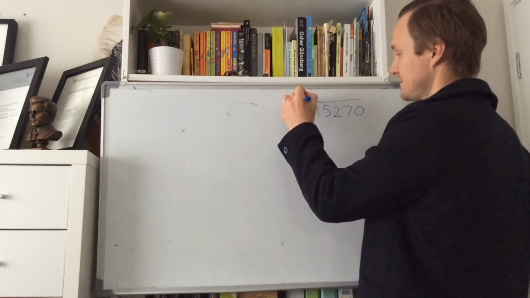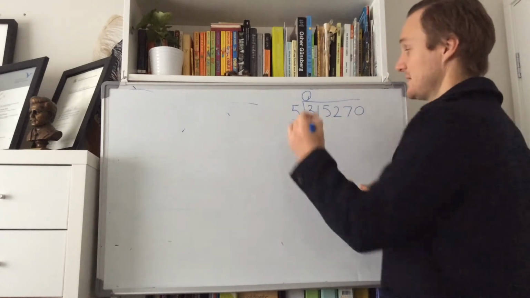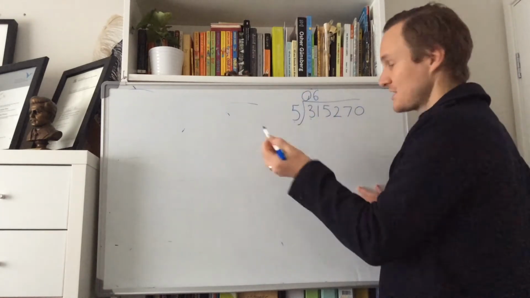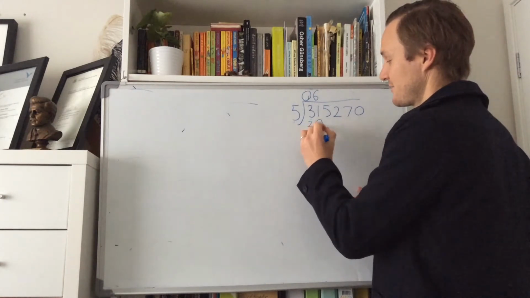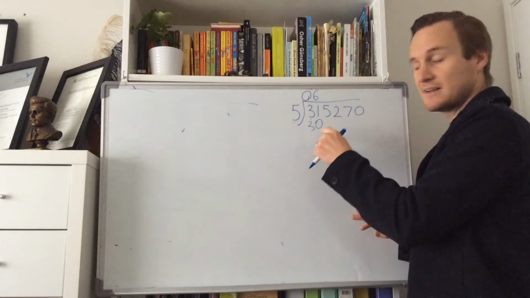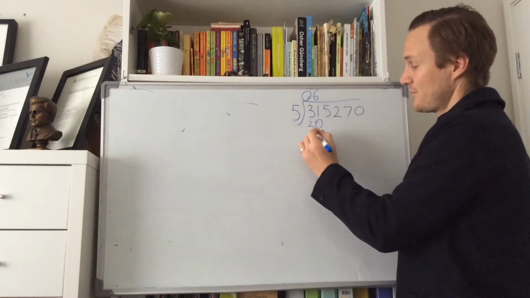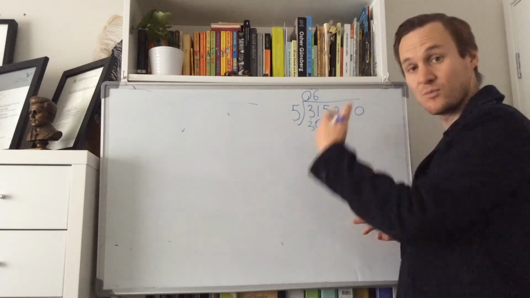Okay, does 5 go into 3? No, it doesn't. How many times does 5 go into 31? Well, 5 goes into 31 6 times. But if it goes in 6 times, we get the answer of 30. Okay, so we write down how many times 5 went into 31, 6 times, and the answer was 30. And then we do 31, take away 30. We have 1 left over. We bring the 1 down.